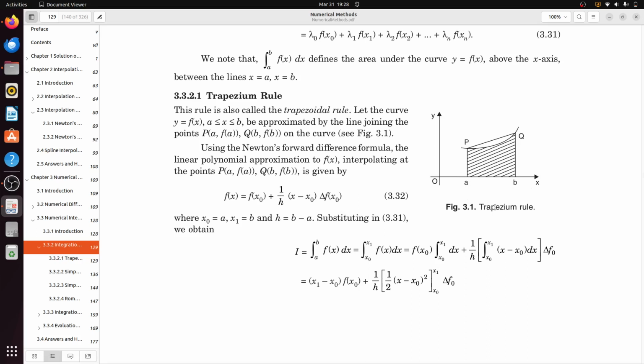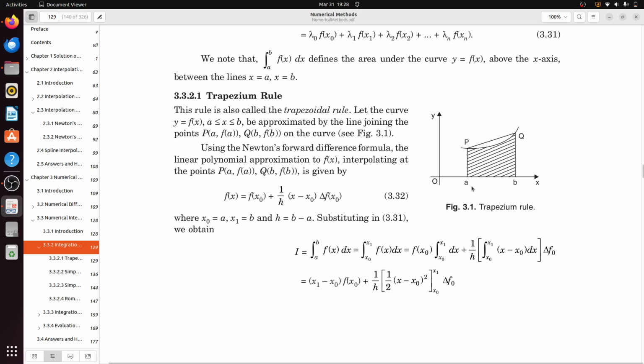Now what is your purpose here? Your purpose here is to approximate the area. Can we solve every integration that is given? No, it is not solvable every time. So that's why we need numerical integration.